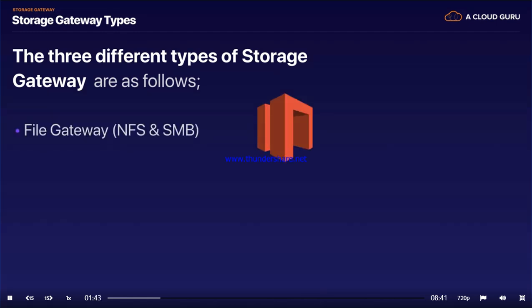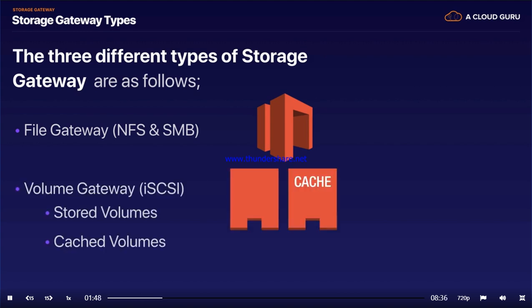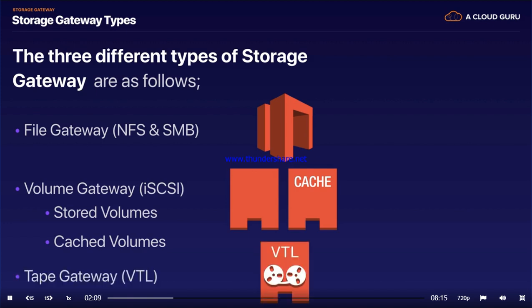So we have our File Gateway, and this is either NFS or SMB. We then have our Volume Gateway, and this is using iSCSI. File Gateway is basically a way of storing files in S3, whereas Volume Gateway is a way of storing basically copies of your hard disk drives or virtual hard disk drives in S3. And there's 2 different types of Volume Gateway. You've got your stored volumes, and then you've also got your cached volumes as well. And then finally we have Tape Gateway, and this is a virtual tape library. So let's go ahead and have a look at all of them.